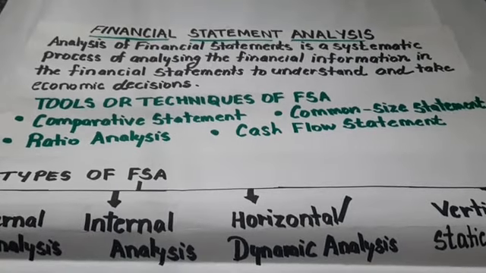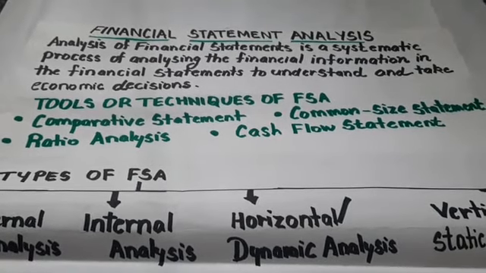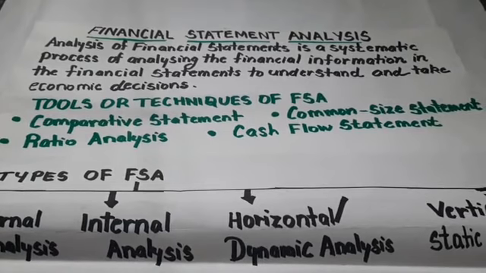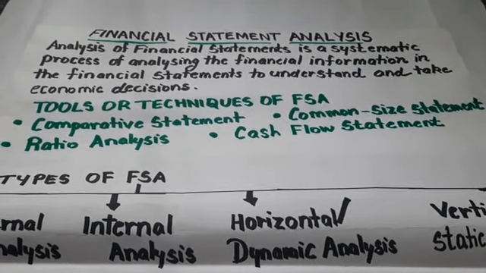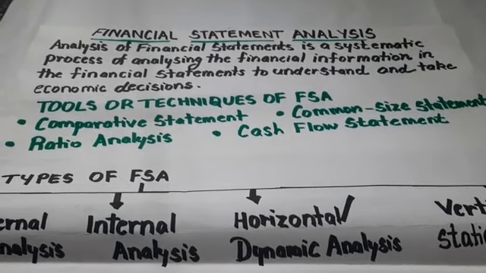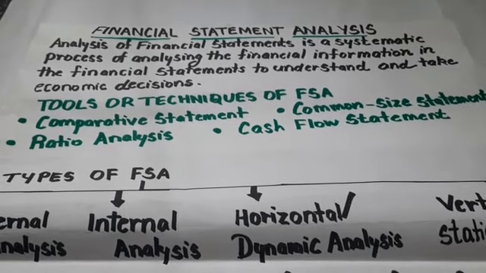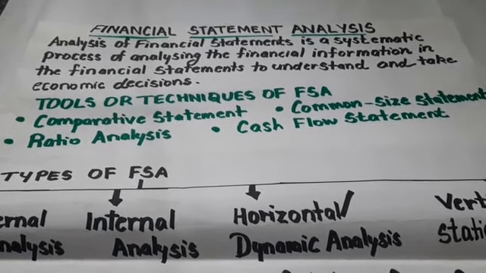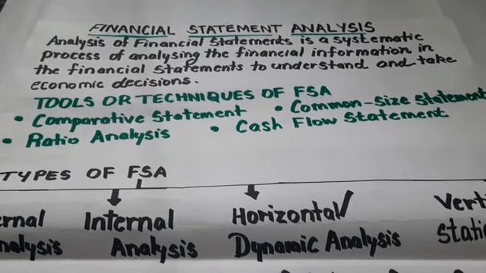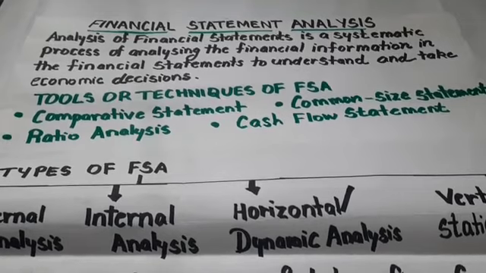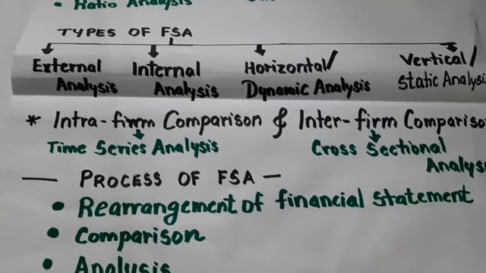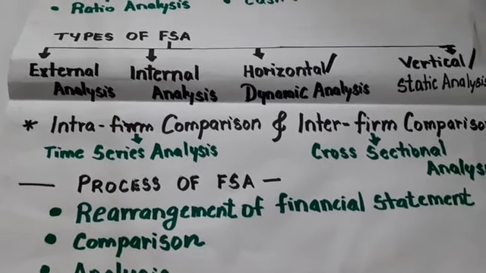Tools or techniques of financial statement analysis. There are 4 tools of financial statement analysis. They are comparative statement, common size statements, ratio analysis, and cash flow statement. We will be studying about these tools in our coming chapter in detail. Next topic is types of financial statement analysis.